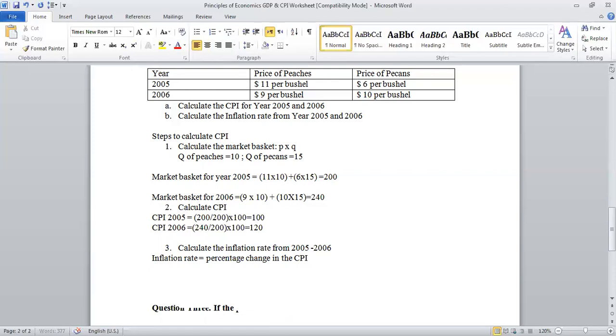It's the new CPI minus, the new CPI is what? In 2006, that's 120, minus the old CPI, 100, divided by, new minus old over old, 100, all multiplied by 100. Okay, so you get, let's see, divided by 100 times 100, you get 20%.